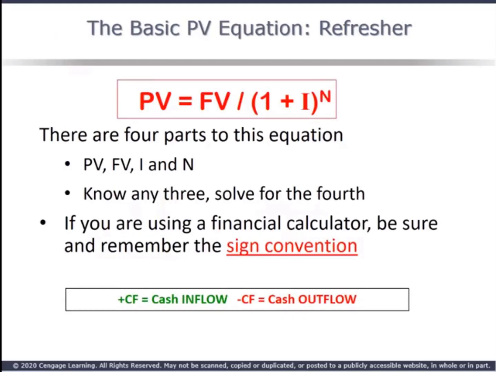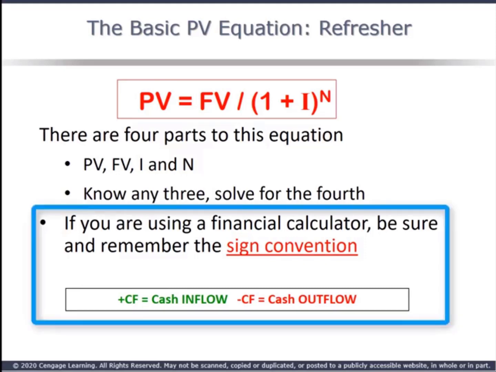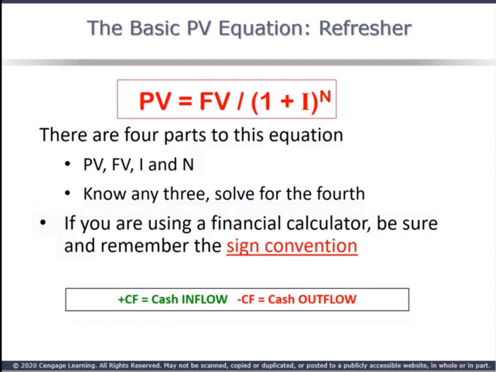As a refresher, here's the basic present value equation. It has 4 parts, PV, FV, I, and N. In your calculator, enter any 3 plus a 0 in payment and solve for the 4th. And don't forget the sign convention. Inflows to you are positive. Outflows from you are negative.